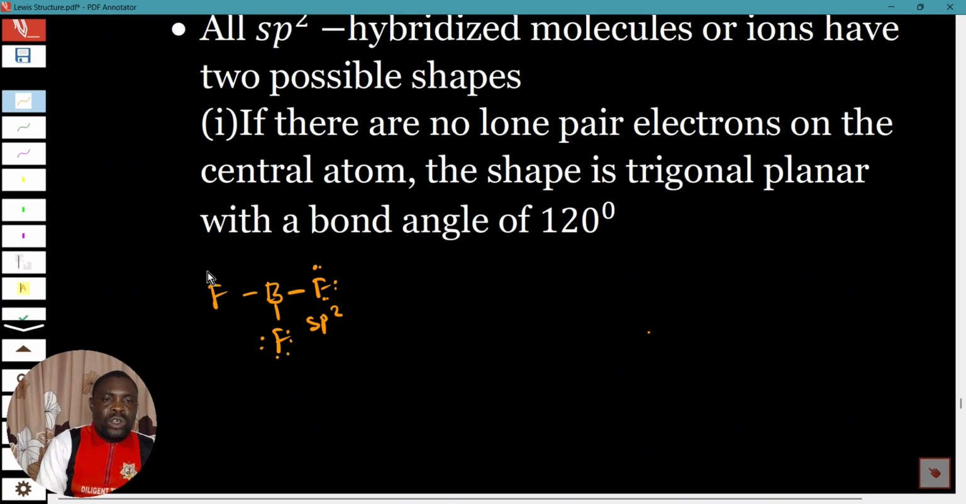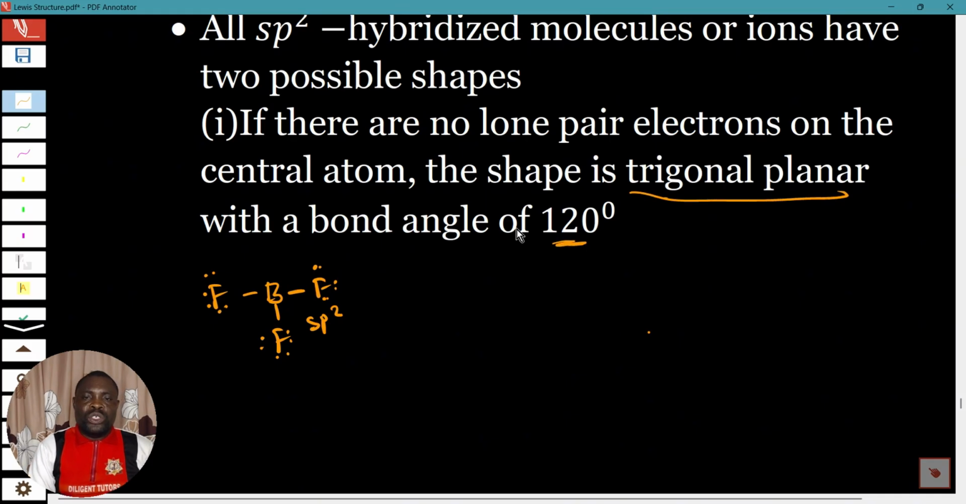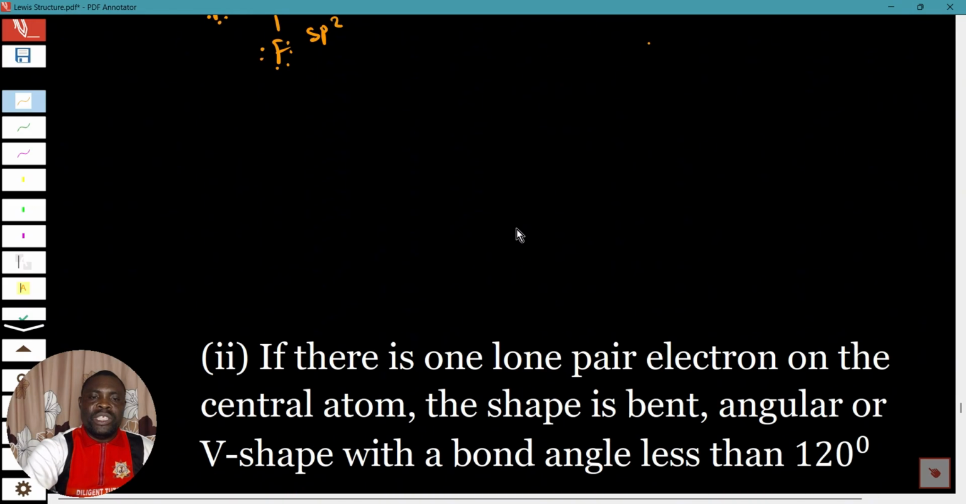Now, if you look at the structure of BF3, you will discover that the central atom has no lone pair electron. Because BF3 is sp2 hybridized without a lone pair electron, the shape of BF3 will be trigonal planar and the bond angle will be 120 degrees. So any molecule that is sp2 hybridized that does not have a lone pair electron on the central atom has trigonal planar as its shape, and the bond angle will be 120 degrees.